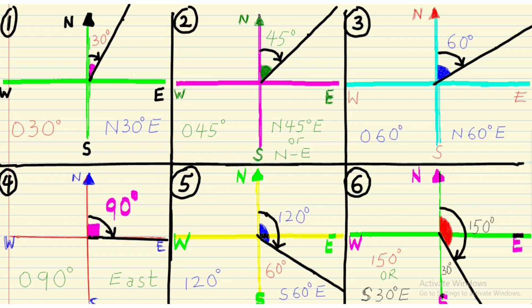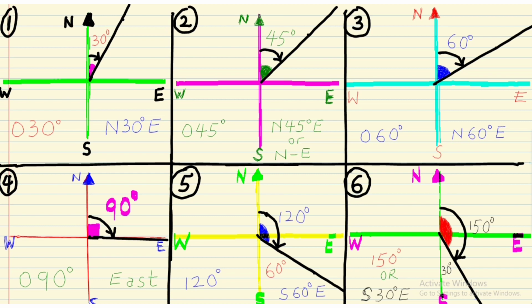Look at the second one there, number 2. The black line has moved 45 degrees, that is directly between the north and the east. That is why it is simply called northeast. That is in between north and east. You can call that 045 degrees or north 45 degrees east.